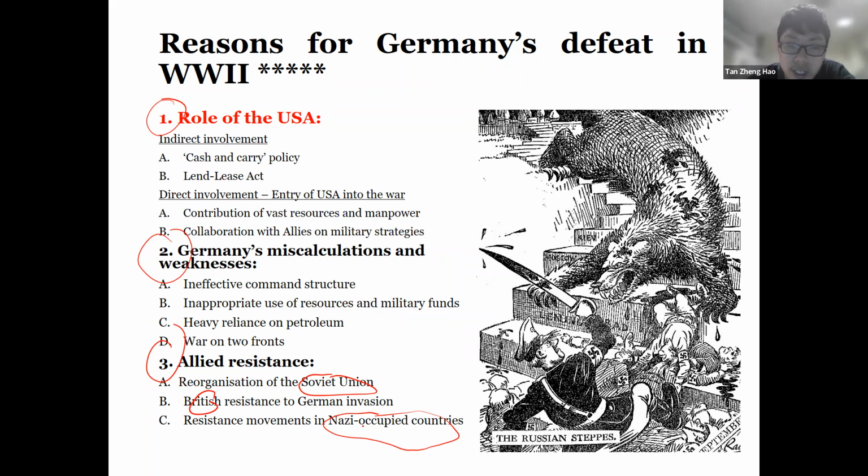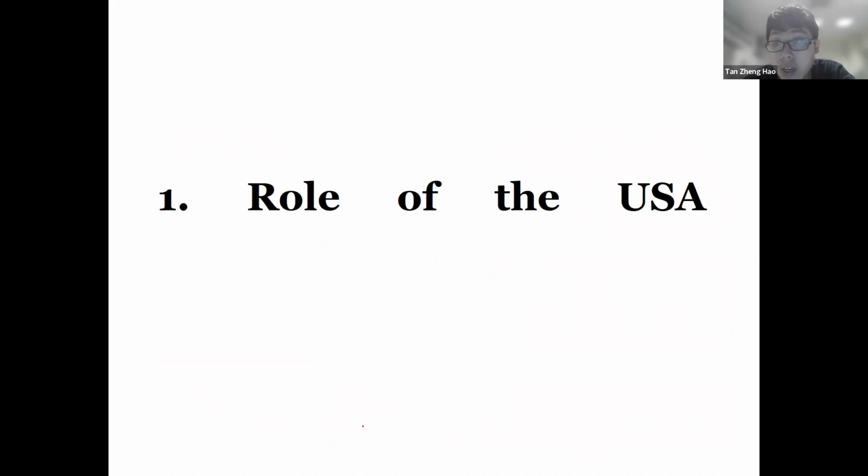You can see that these roles are played by different people. Besides being able to explain how each of them contributed to Germany's defeat, if you are already familiar with these points, the next level is to compare which one is perhaps a bigger factor. All right, so let's look at how the USA helped to defeat Germany.